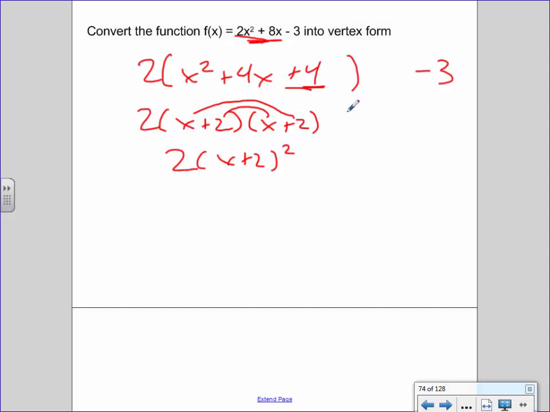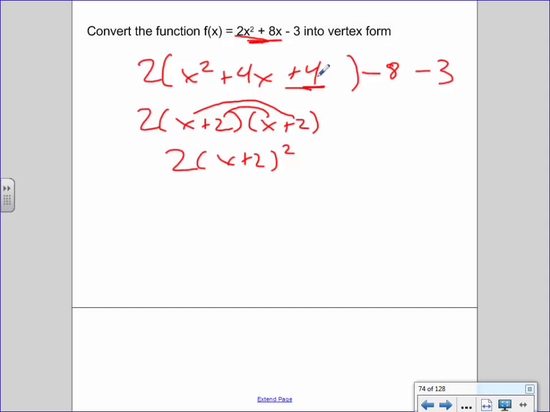Here's the part that if kids get something wrong, this is the part they miss. This number right here is actually minus 8. Okay, someone explain to me why I put a minus 8 there rather than a minus 4. Yeah, I didn't actually put 4 here. I put 2 times 4 here.